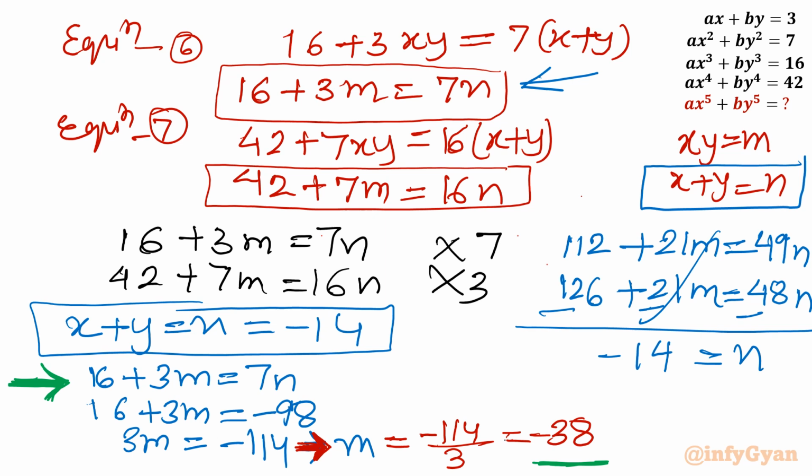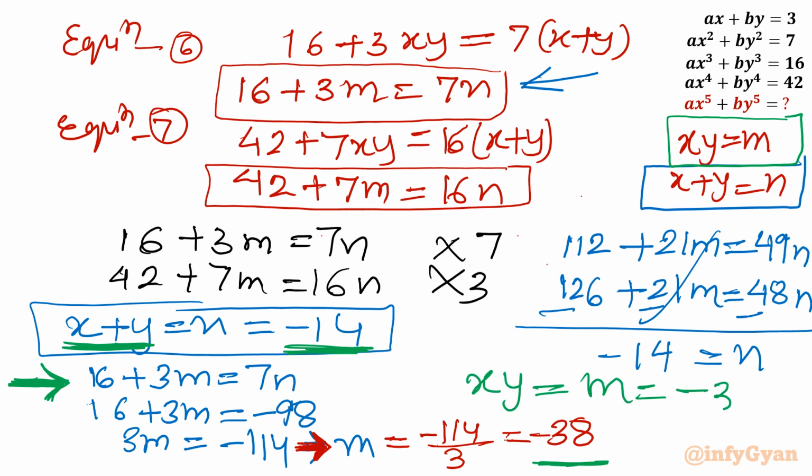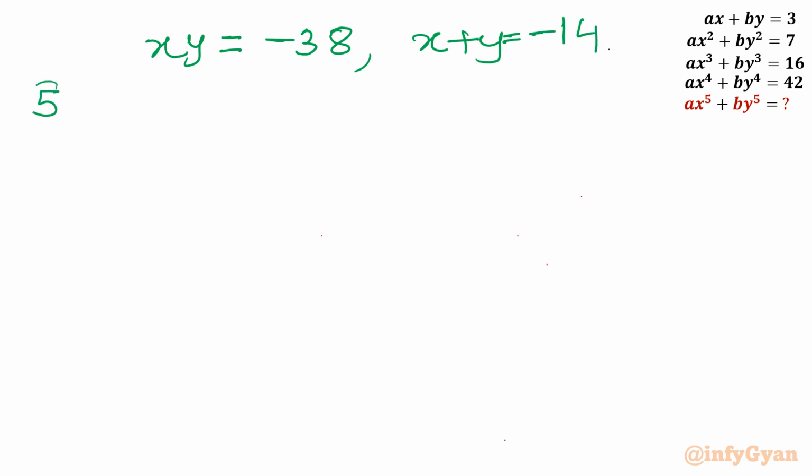Now you know m was our substitution, xy it is. So we know both the values. x plus y equal to minus 14, and now this value xy equal to m equal to minus 38. Now both values are known. Now I will put both the values in equation 5. So let me write here xy equal to minus 38, x plus y equal to minus 14, and our equation number 5.